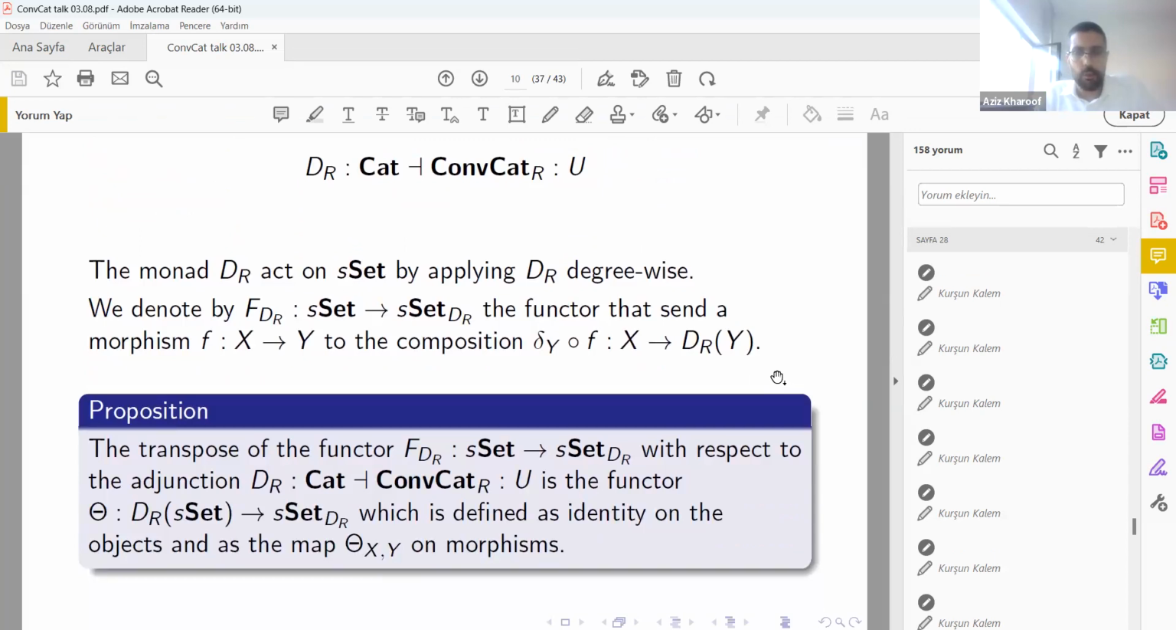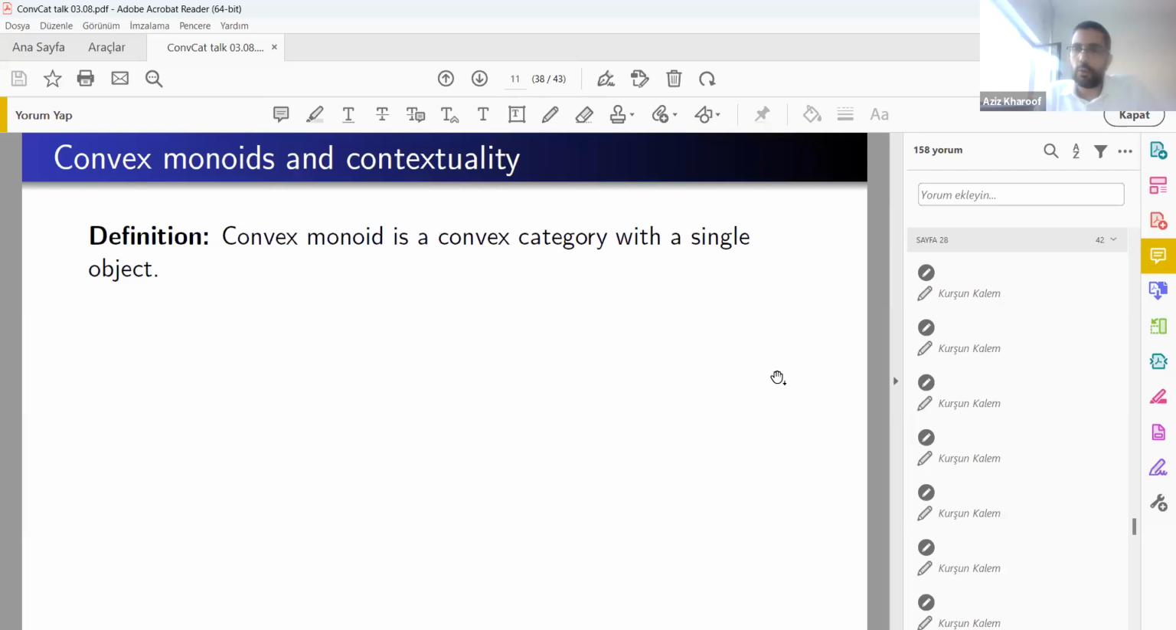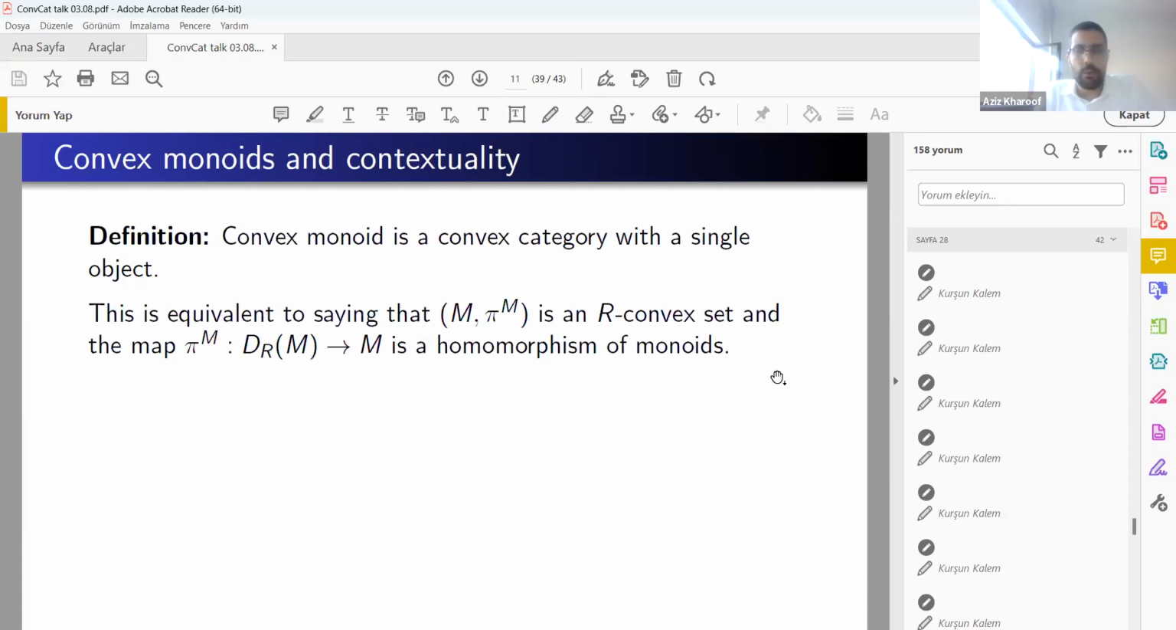The other fact that one can apply, and it's good in order to capture contextuality, is when we talk about convex monoids. So what is a convex monoid? It is a convex category with a single object. Okay, this is a convex monoid. One can also see it another way, like a convex set which is a monoid, such that the structure map is a homomorphism of monoids.